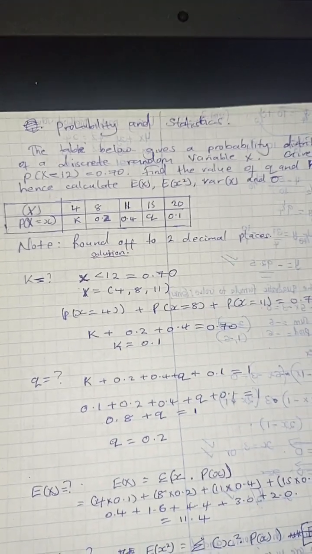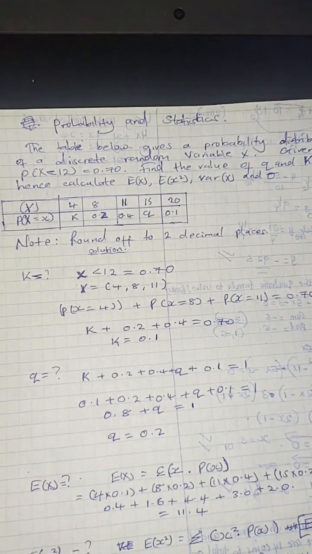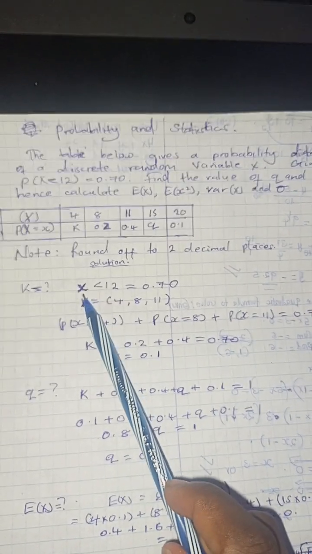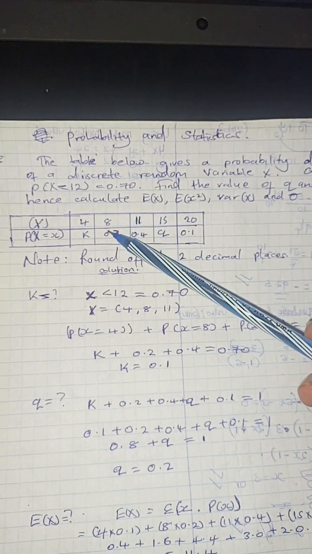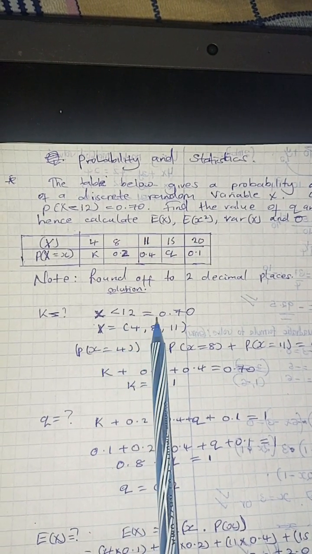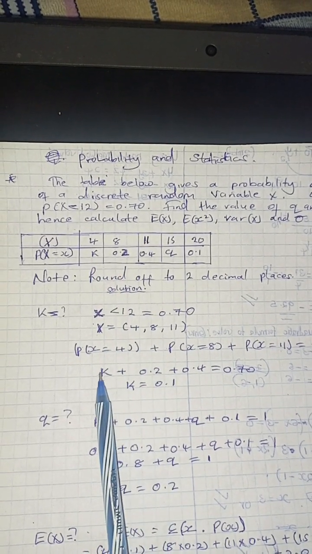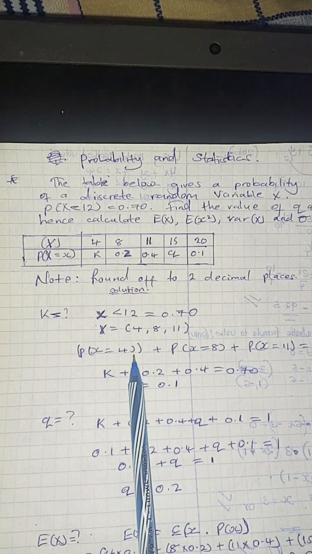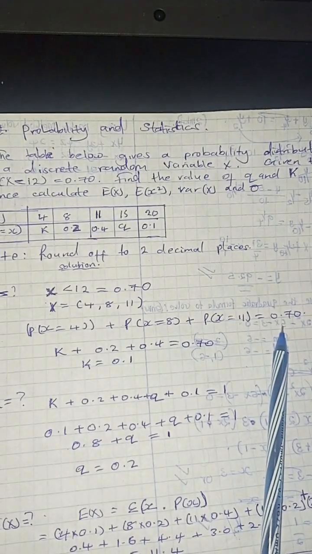So on our table we are given the values of x and the P(x). Now we start from here where we are given the range P(x < 12) is equal to 0.70. On our table 4, 8 and 11 are our x values which are less than 12. Now we want first to calculate the k. So our values which are less than 12 are 4, 8 and 11, which are equal to 0.70.